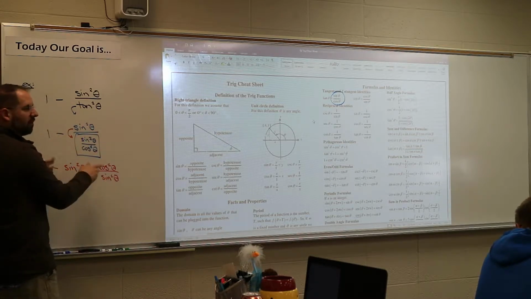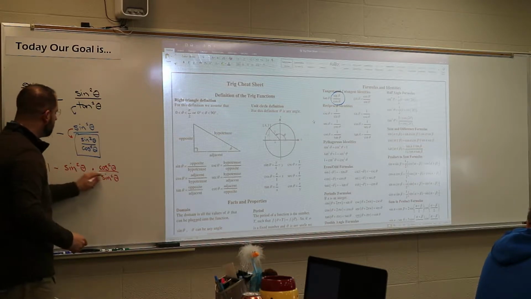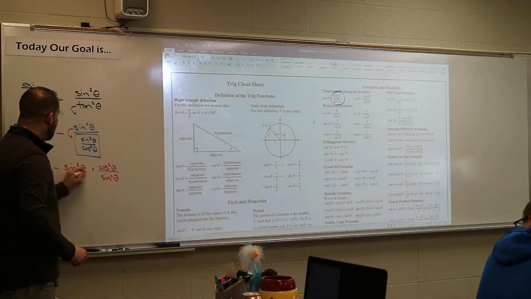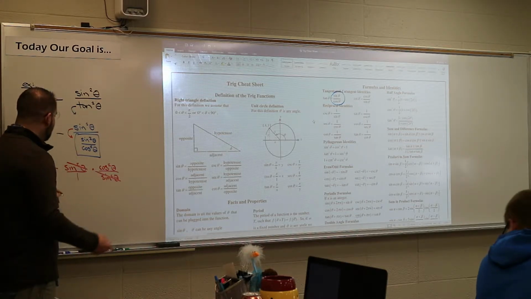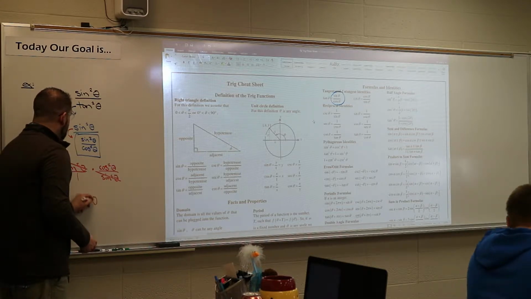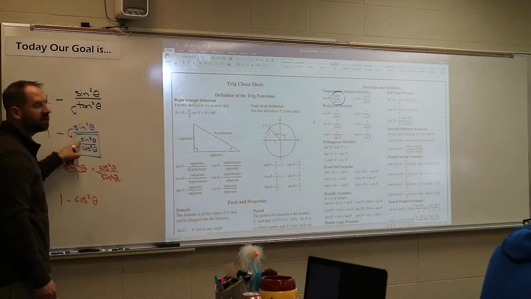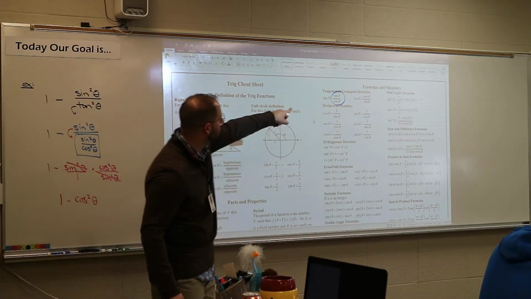I still have the 1 minus out front, but back here, I'm going to multiply these together. Now if I multiply these together, this is over 1. What happens to these diagonally? Cancel. Yeah, these are gone, and I'm left with cosine over 1, which is cosine squared. Now, the goofy part was earlier: this is sine squared over cosine squared because it was tangent squared. So if you have tangent squared, it's sine squared over cosine squared.